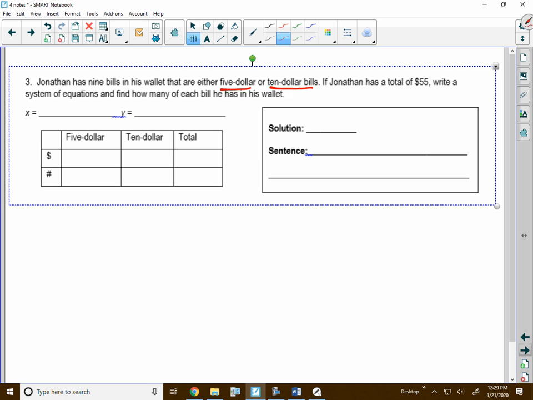What are the 2 numbers that we were given in our situation? 55 and 9. Okay, 55. Is that a counted amount or is that a dollar amount? It's a dollar amount. So right here where it says dollar in total, you're going to put 55. Okay, and then he has, number-wise, 9 bills total. So the 9 will go under that total bill.